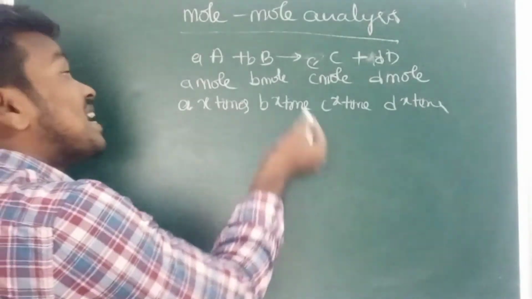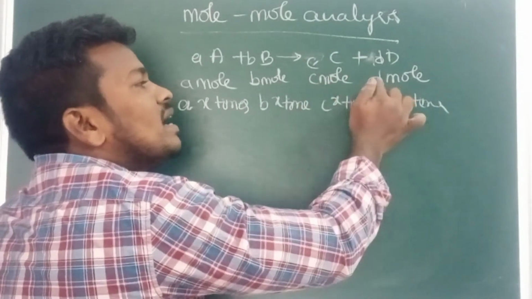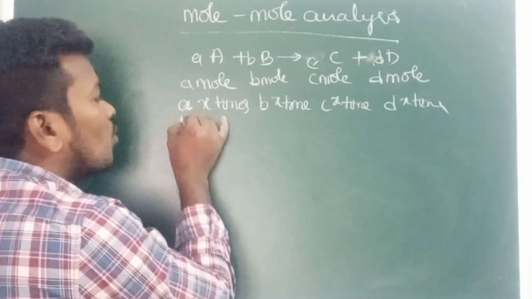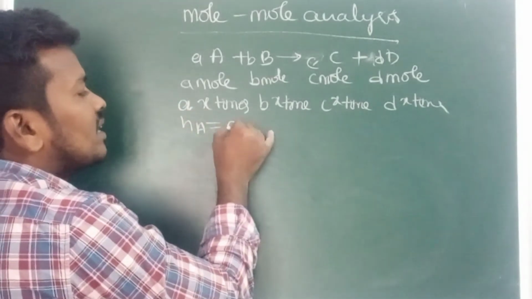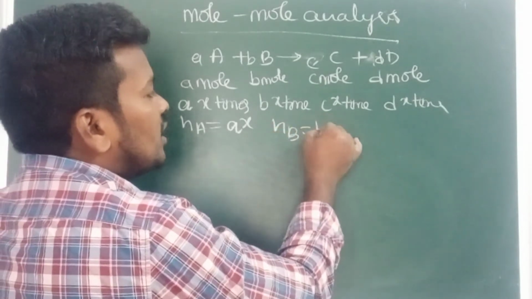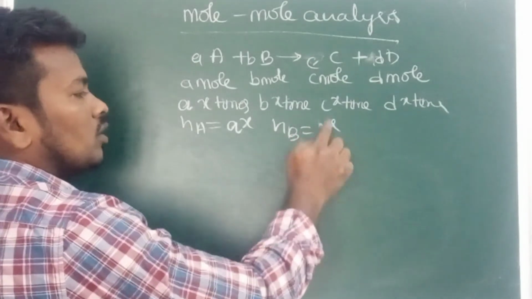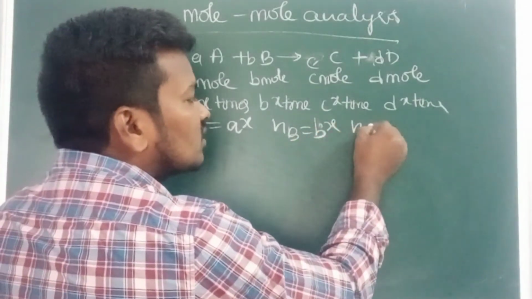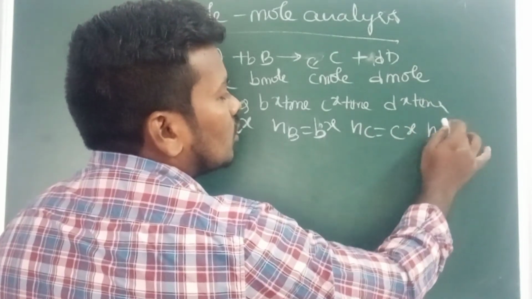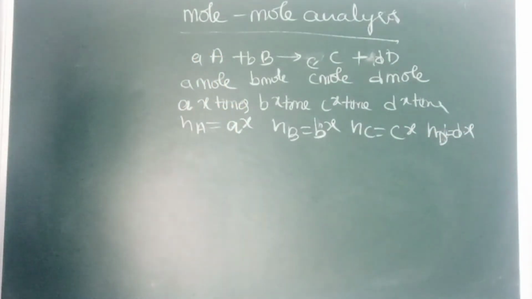So now I want the number of moles. Of course it is the A mole, the B mole, the C mole, the D mole. How will you write the number of moles of A? A into X. Number of moles of B, small b into X. Number of moles of C, c into X. Number of moles of D, d into X.